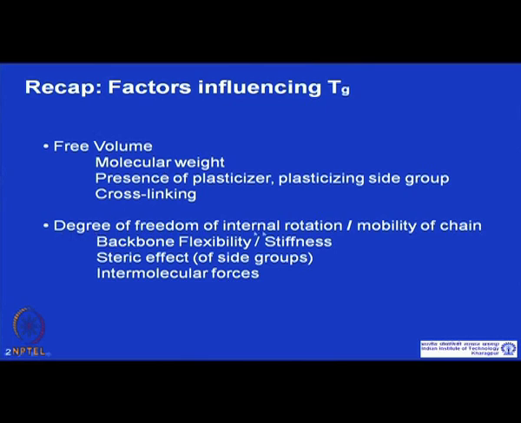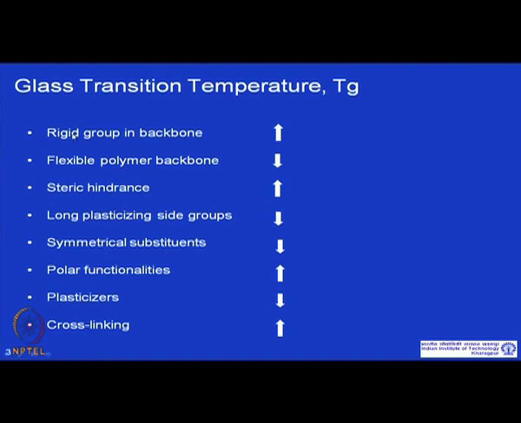The second major contribution in determining Tg is the freedom of the polymer chain to rotate around its single bond, which gives us the mobility of the polymer chain. If you increase the mobility, obviously polymer chains become more flexible and Tg goes down. So, if you go back and look at the factors we discussed in the last lecture, if you have a rigid group in the backbone, then Tg goes up as a result of increased stiffness. With a flexible backbone, obviously Tg goes down.